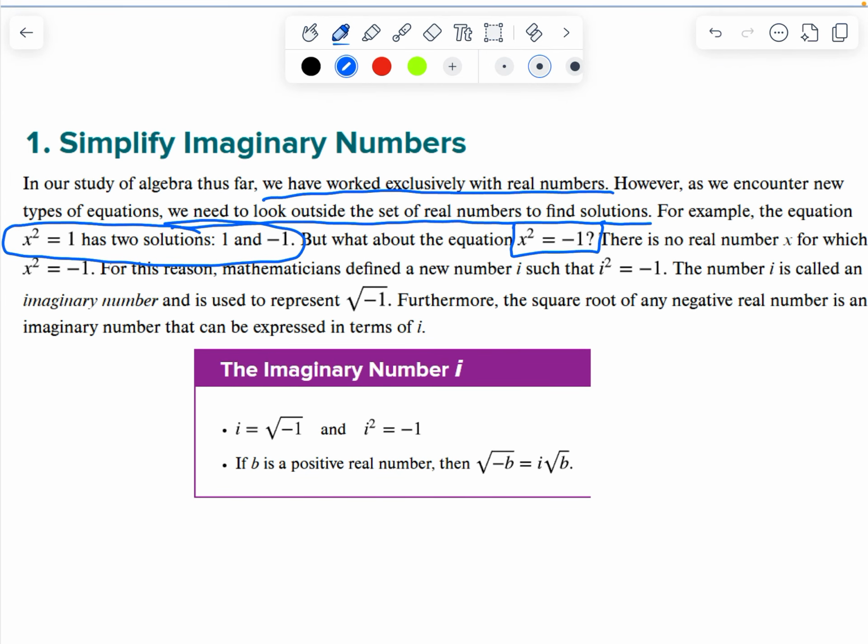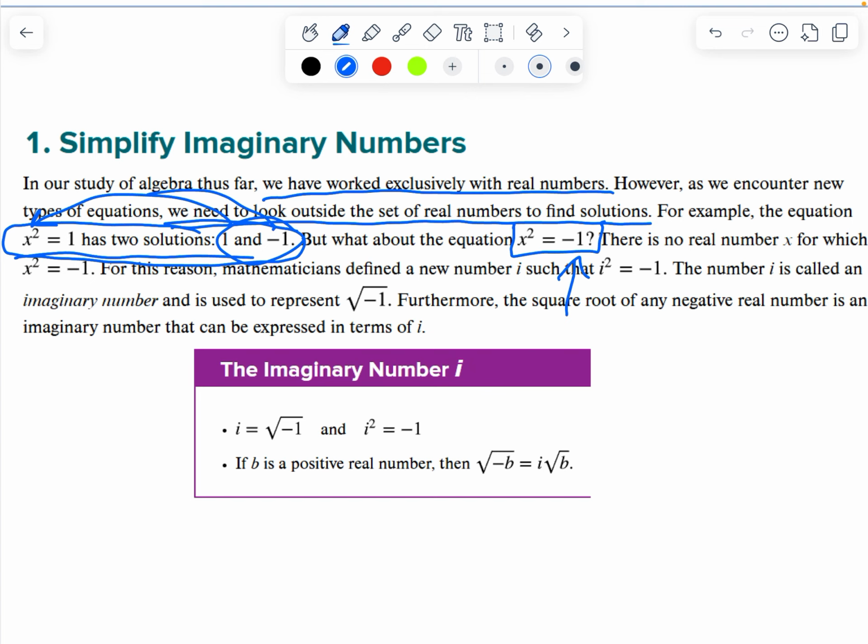We've been talking about solving equations, and a solution is what makes that equation true. If we look at this equation that's written here, x squared equals 1, it has two solutions, 1 and negative 1. We know that those two are solutions because if we sub them into that equation, they make it true. If we look at the equation x squared equals negative 1, though, there's no way to find a real number that will square to make negative 1. 1 squared is 1, negative 1 squared is 1, and so there's no real number that will make that true. That's why we need the set of complex numbers or imaginary numbers.